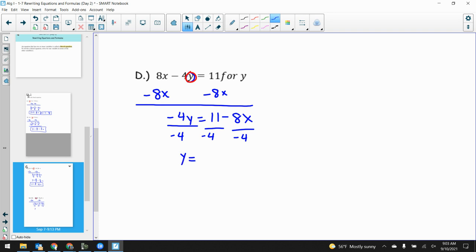So we get y is equal to negative 11/4. Now, does negative 11/4 reduce? No. I could call it 2 3/4, but I'm going to leave it as an improper fraction. And now, negative divided by negative is a positive. 8 divided by 4, 2. Negative 11/4 plus 2x.